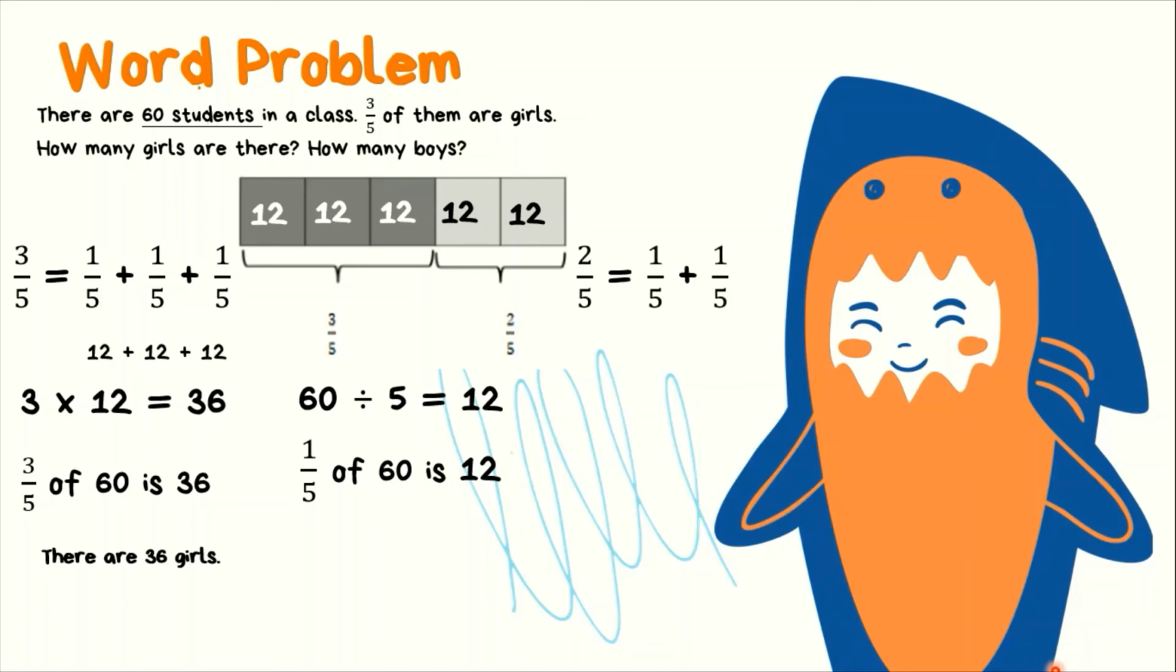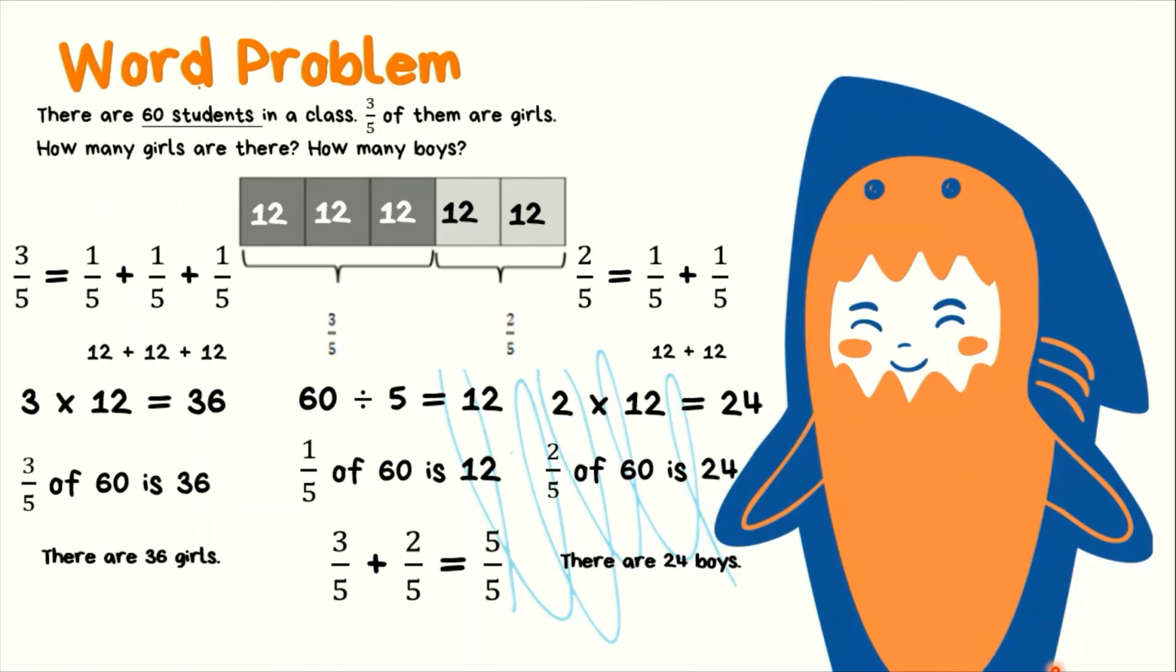Punta naman tayo sa boys, 2/5. Ang 2/5 ay dalawang 1/5. So, pwede natin gawin na ito ay 12 plus 12. Or pwede rin na 2 times 12 which is 24. Paano nakuha ang 24? 2/5 of 60 is 24. Multiply natin 2/5 and 60. 2 times 60 is 120. 5 times 1 is 5. 120 divided by 5 is equal to 24. Therefore, there are 24 boys. Out of the 60 students in a class, 24 of them are boys.